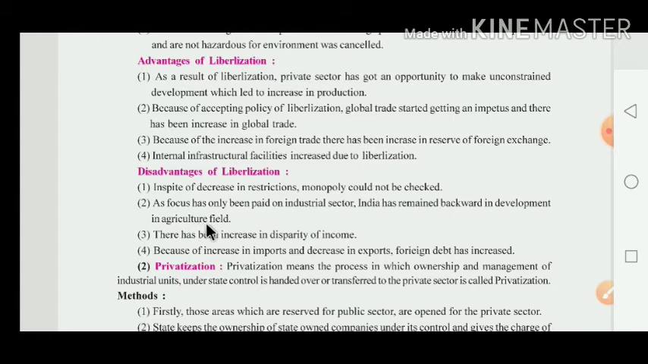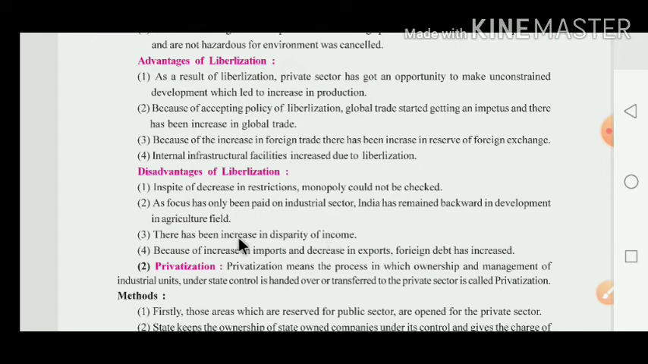In this industrial policy of 1991 on liberalization, the government focused only on the industrial sector, and we all know very well that more than 60% of the Indian population is dependent on the agriculture sector. That is why the government did not concentrate on the development of the agriculture field; it focused only on the industrial sector.